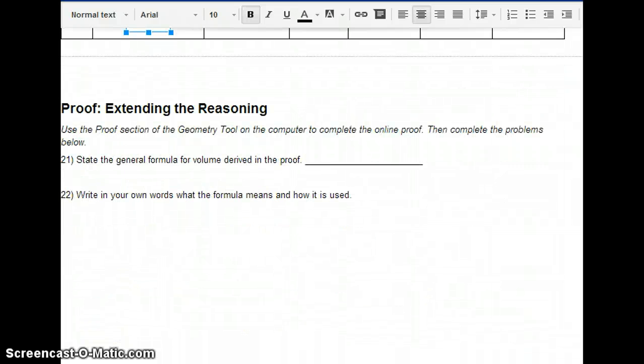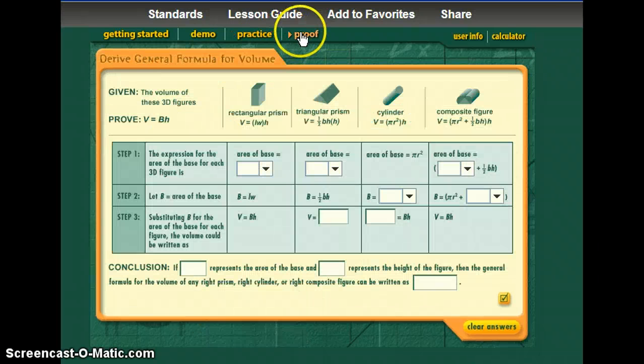And the last part of this is hopefully you know what the general formula for a volume is by now, and write in your own words what that formula means and how it's used. So this is basically for you to describe to me that you understand it. The proof part just basically is breaking it down into the different things that we just did. I'm not going to waste too much time with this.